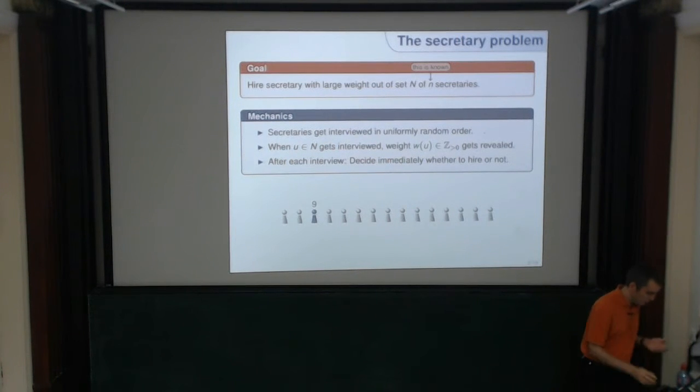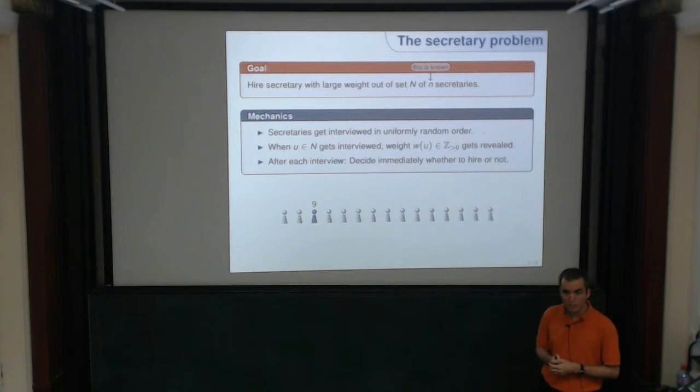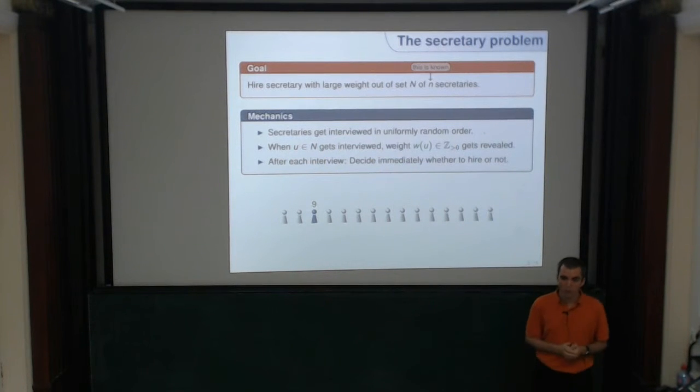So the first secretary may be a third one and says, I have a weight of 9. And now it's your choice. You can either hire that secretary or not hire the secretary. And that decision is immediate, so you have to take it now, and it's irrevocable. If you hire the secretary, you're done because you hire a single one. If you don't hire that secretary, you cannot hire the secretary at a later point in time. So it's an irrevocable decision.